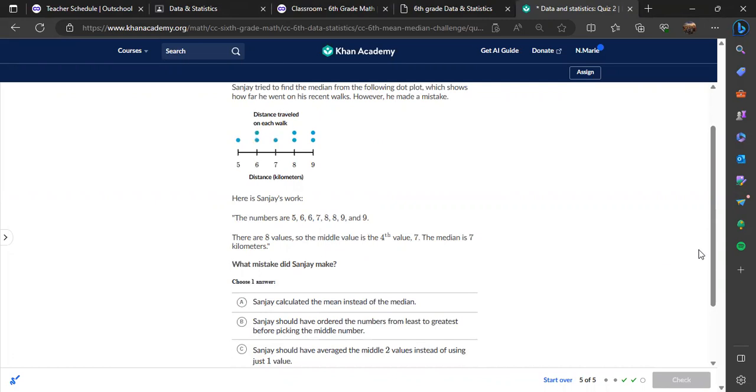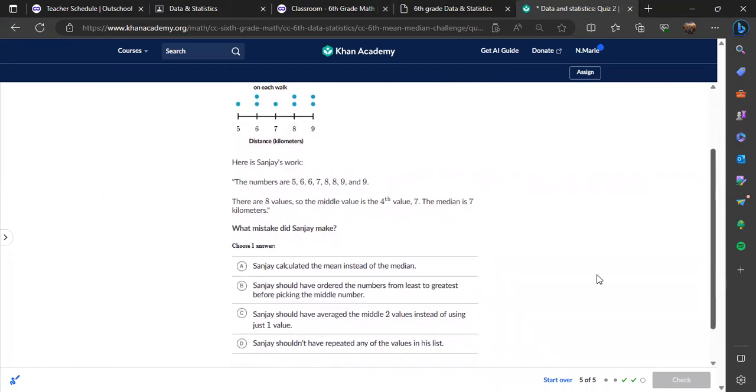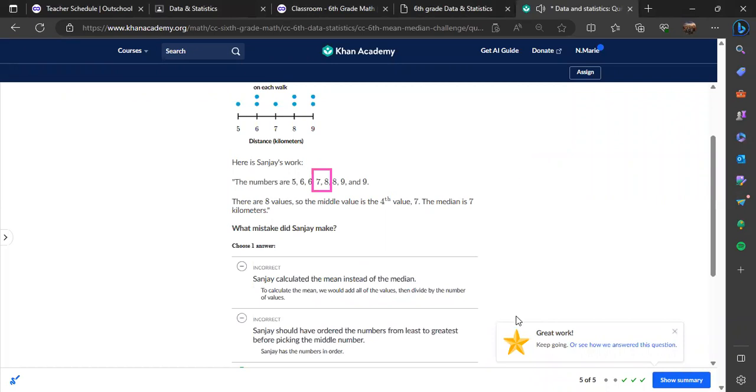So he found the median wrong. He ordered them from least to greatest. He should have averaged the 2 middle values instead of just 1. So when you're doing median, and this is very important, if you do not have an exact middle number, then you average the 2 middle, right? You add them together and divide by 2. And that's where Sanjay was wrong.